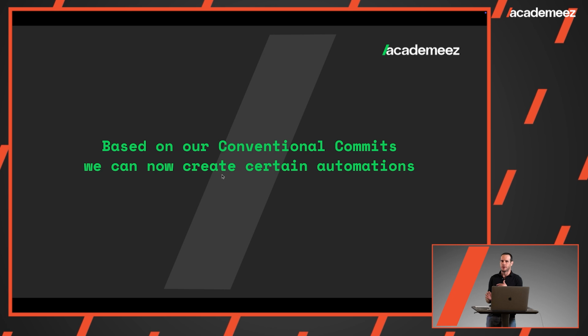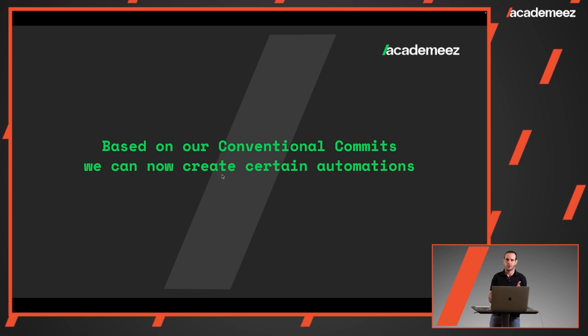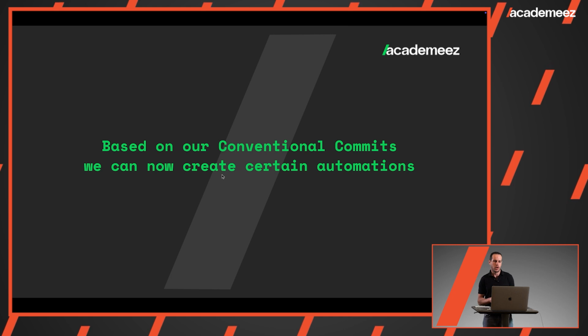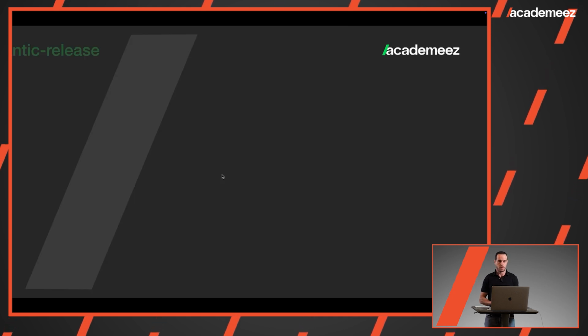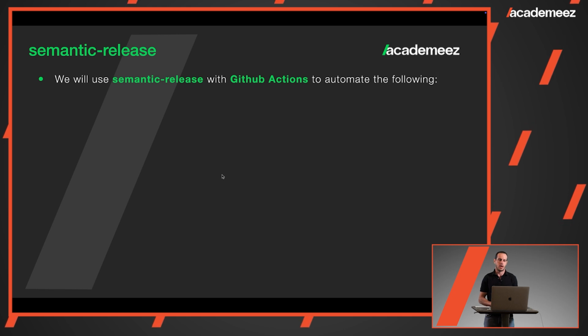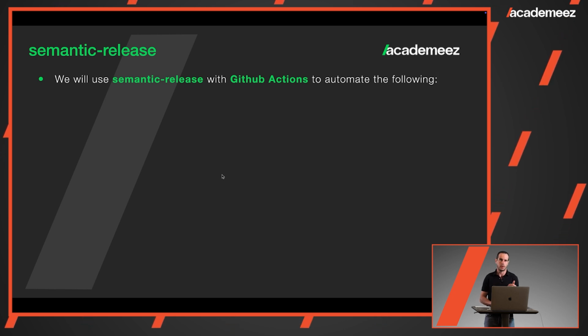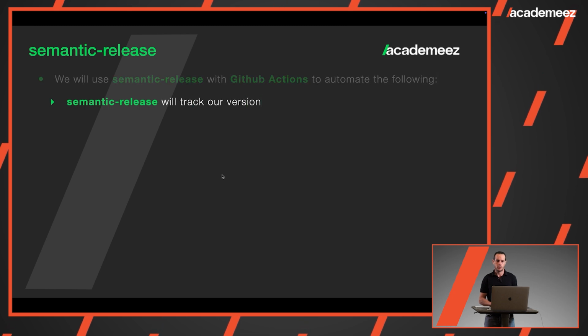We're taking our conventional commit and now we can do certain automation based on our commit messages. What we're going to do is we are going to use something called semantic release, which will look at the commit messages, and based on that we'll perform the automatic actions that we want it to perform. We'll keep things simple, and we're just going to tell it to create a tag and increase the version. So the automation, we're going to use it with GitHub Actions.